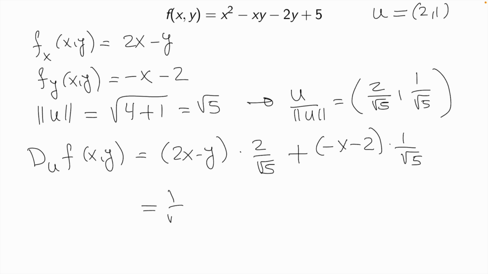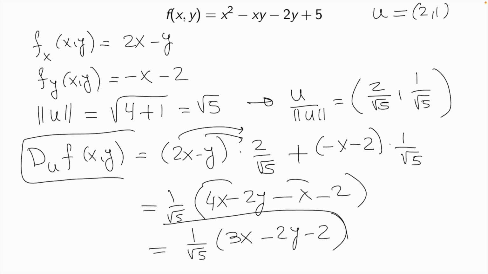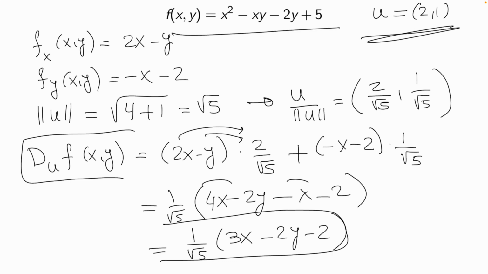Let's take 1 over the root of 5 as a common factor, and we have here everything multiplied by 2. That will be 4x minus 2y, and then plus minus will be minus x minus 2. Then we combine like terms, and this is 1 over square root of 5 times (4x minus x is 3x) minus 2y minus 2. So we have here the directional derivative of this function in this direction at any generic point (x, y).